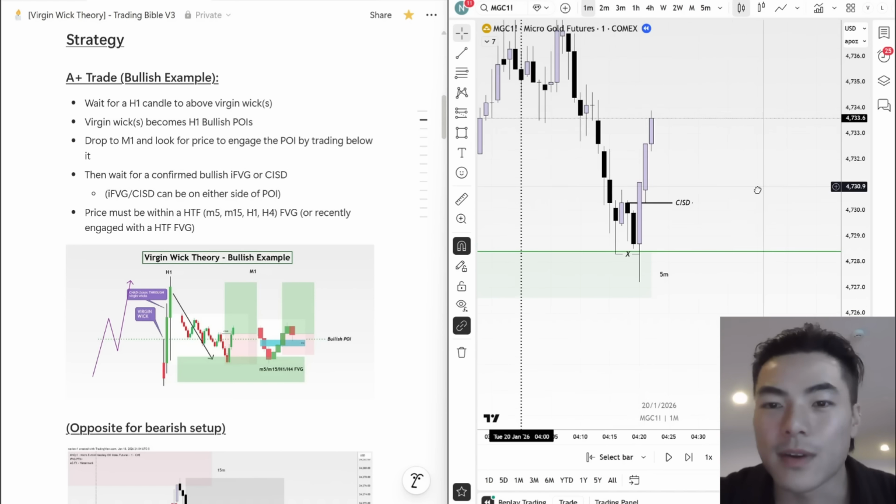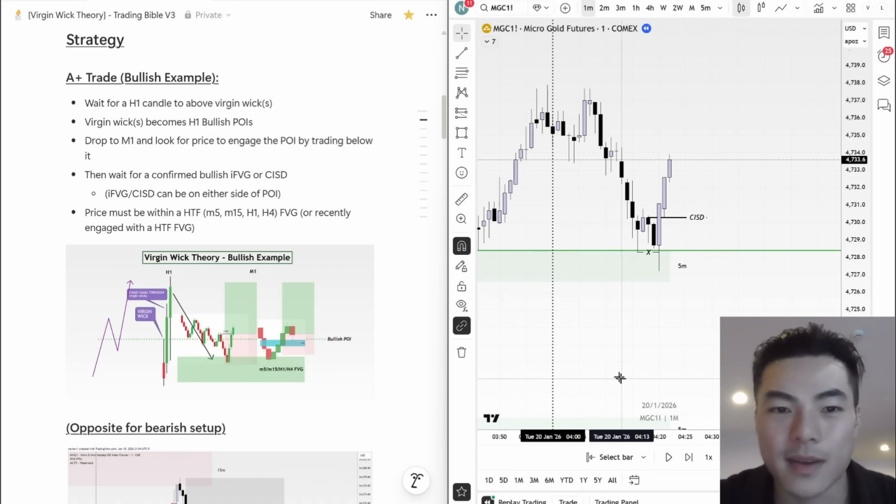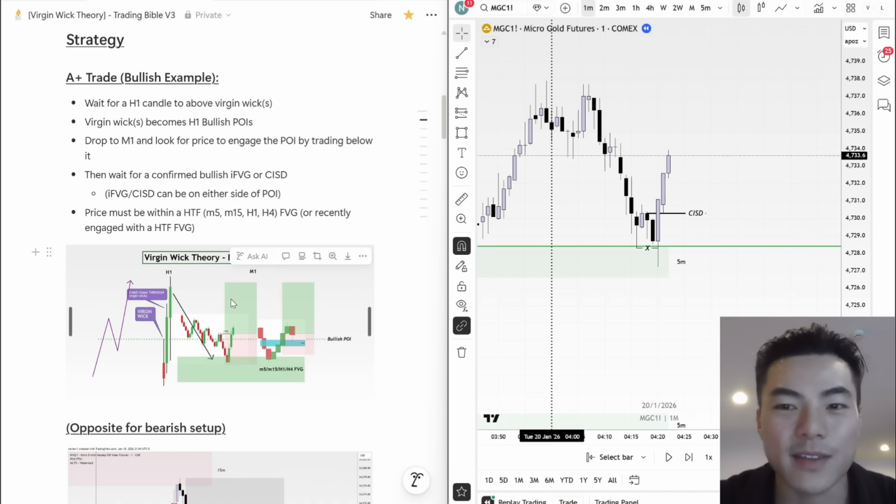Alright, and price must be within a high time frame fair value gap or recently engaged with a high time frame fair value gap. Yes, correct. There is a 5-minute gap there. So yeah, this looks exactly like this. Right, we had a strong hourly close through a virgin wick, and then you drop down to the 1-minute time frame. Price slowly comes down into the POI and high time frame fair value gap, and then presents our entry model. Perfect.